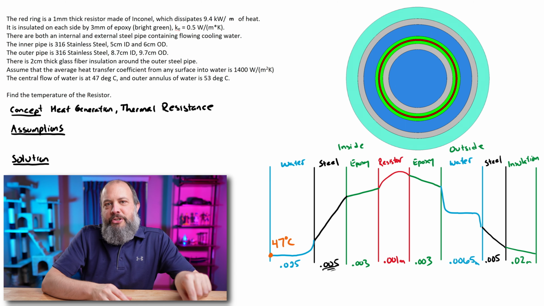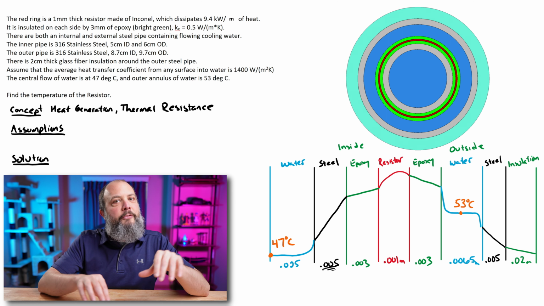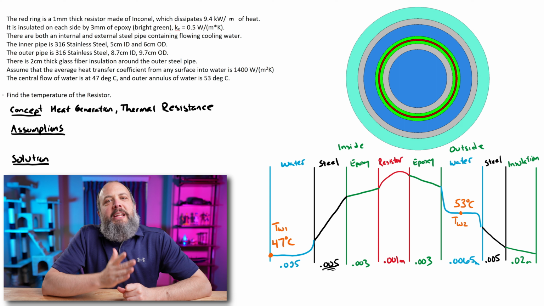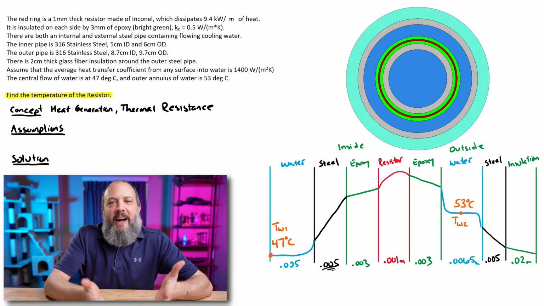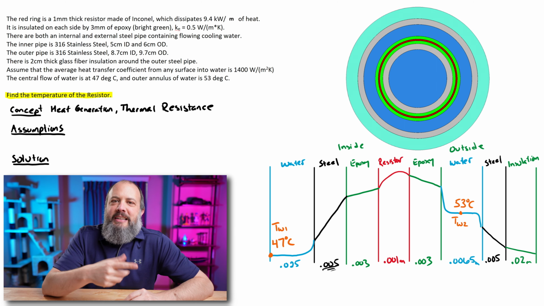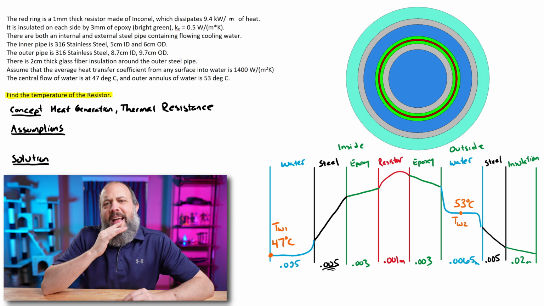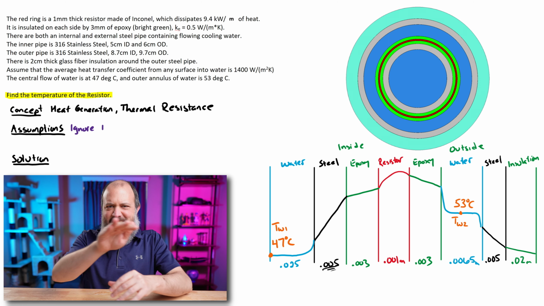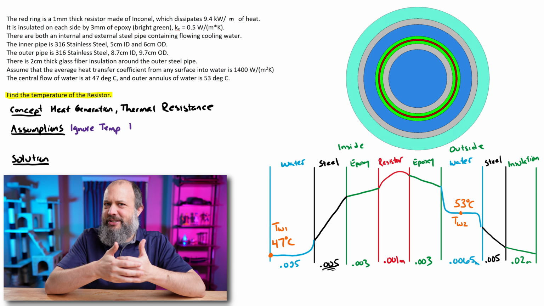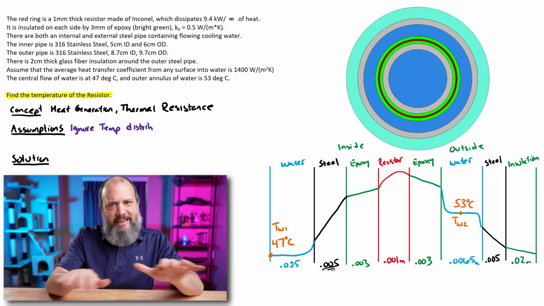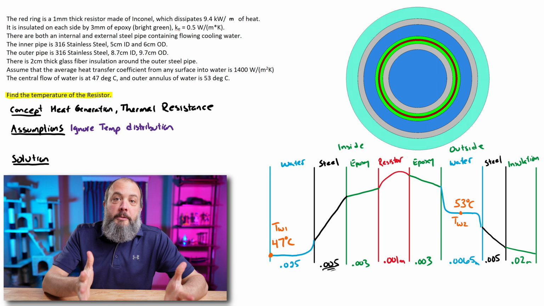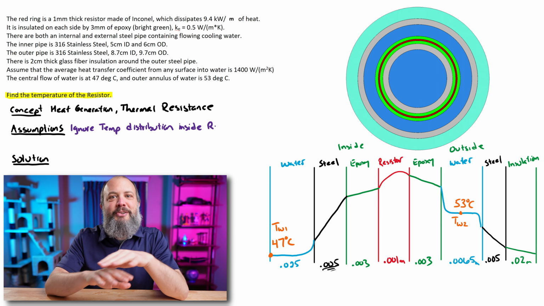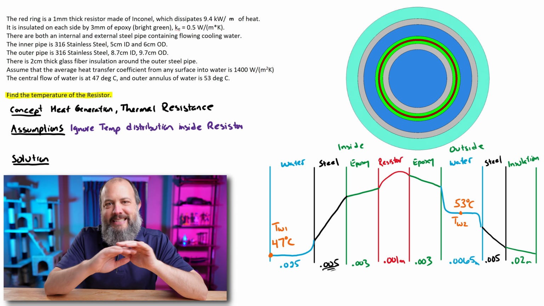So we've got the temperatures of both flows of water, 47 degrees and 53 degrees. And so now I look at the problem statement again and ask, what am I trying to find? And it says I'm asked to find the temperature of the resistor. When I look at my drawing, my resistor is not at one temperature. My resistor temperature is in the shape of a parabola because it's generating heat, so it's not at one constant temperature. So the problem is telling me to make an assumption: assume that the resistor is actually at one constant temperature.